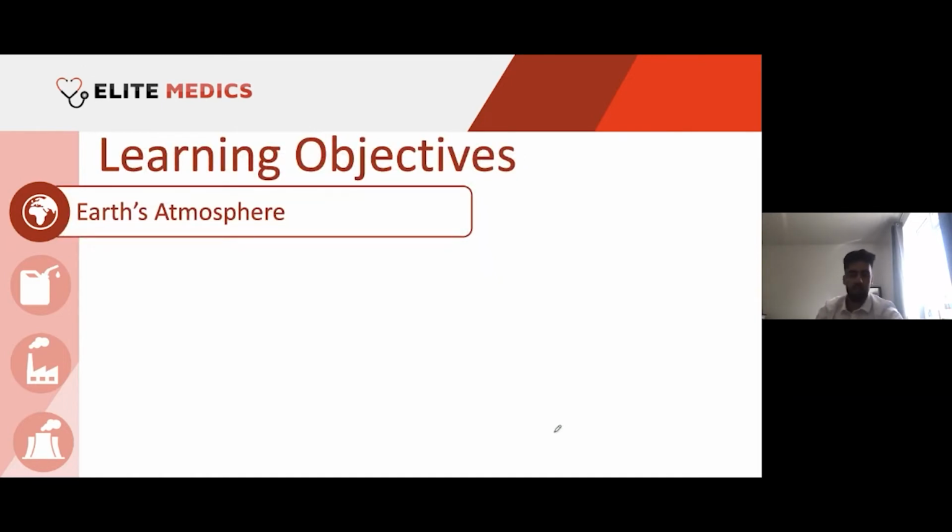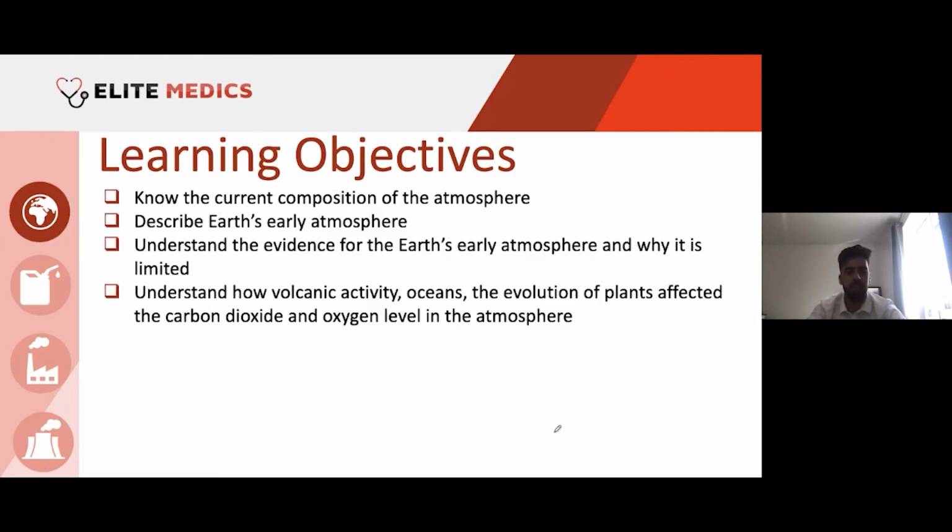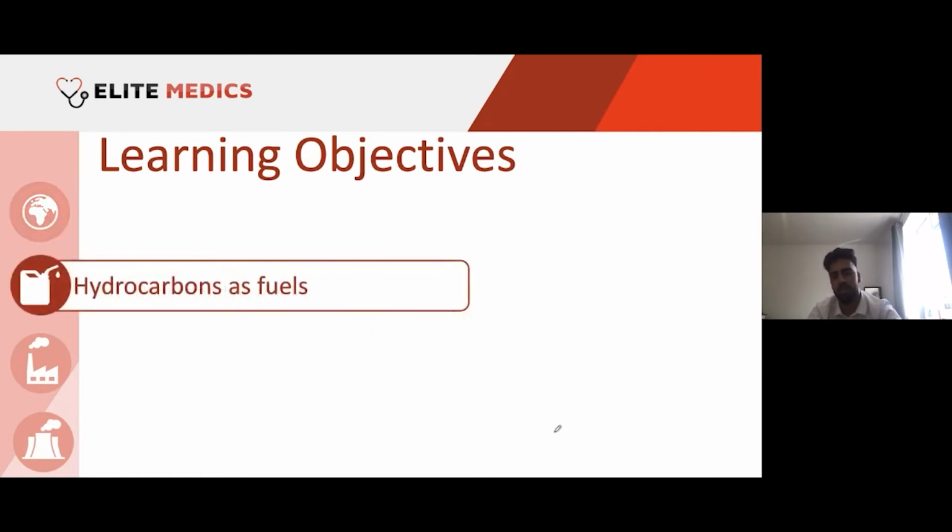So that's the Earth's atmosphere done. Hopefully we're happy with these learning objectives. We know the current composition of the atmosphere. We've described the Earth's early atmosphere. We understand the evidence for the Earth's early atmosphere and why it's limited. We understand how volcanic activity, oceans, the evolution of plants affected the carbon dioxide and oxygen level in the atmosphere. Okay, so hopefully you can tick these all off.